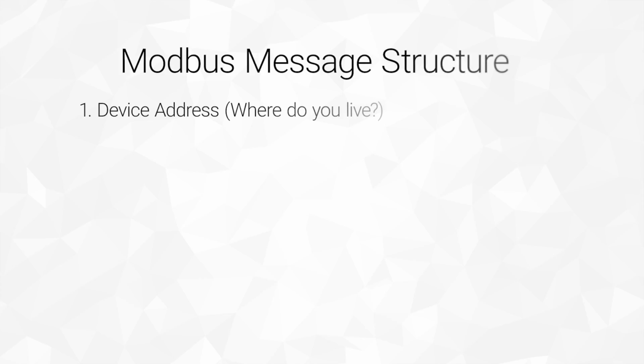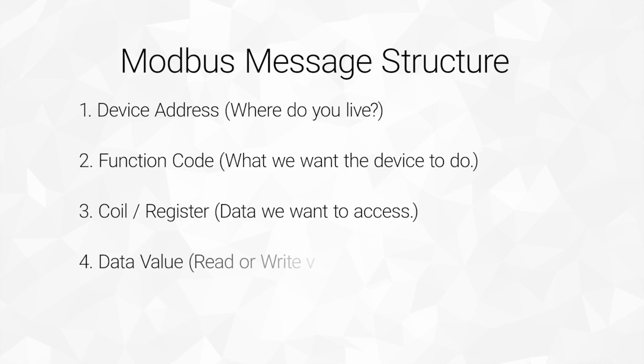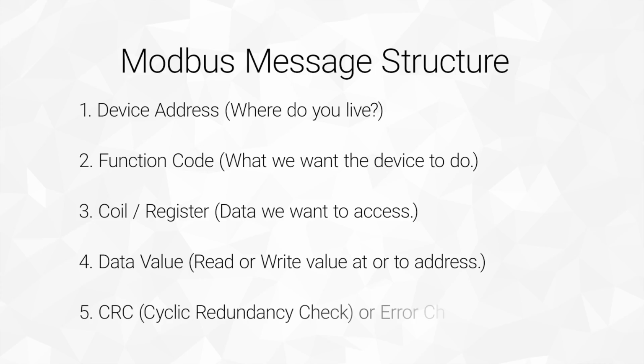A Modbus message typically contains 5 parts. First, the device address. Second, the function code, or what we want the device to do. Third, the coil or register address, which is the address of the data that we want to access. Fourth, the data value at the address or the value we want to write to that address. And fifth, the CRC, or cyclic redundancy check. This allows the data to be error checked for any problems in the raw data being sent or received.